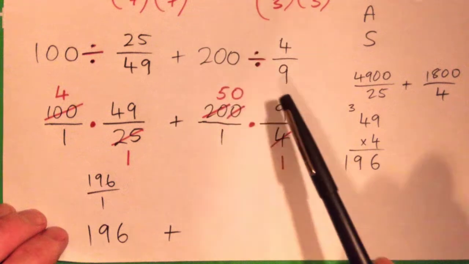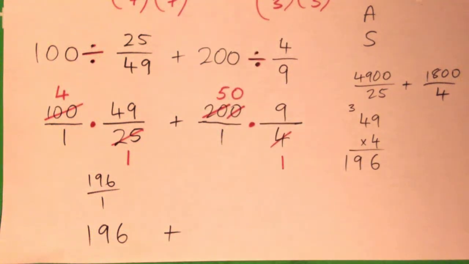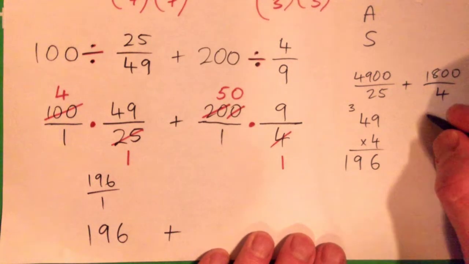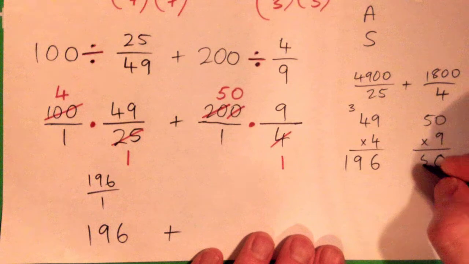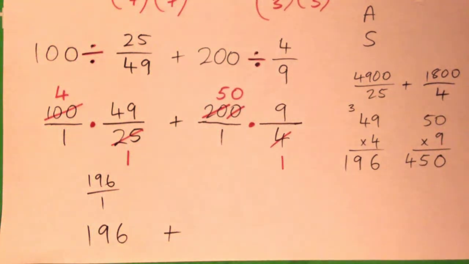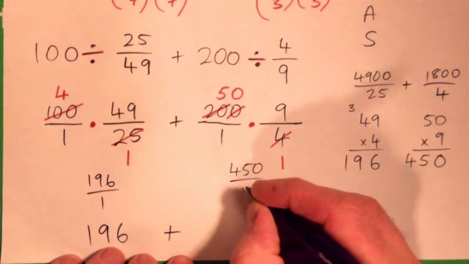Now what's this one here? 50 times 9. 9 times 0, 0. 9 times 5, 45. So that's 450 over 1, or just 450.